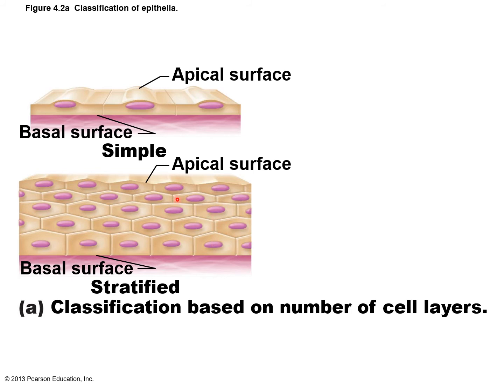Go with how the cells look near the apical surface. So if near the apical surface they look flat, even though they might start looking different down here, just go with how they look at the apical surface. So I would call this one right here stratified squamous epithelium. If they look squamous by the basal surface, but they look cuboidal near the apical surface, I would call it stratified cuboidal epithelium.